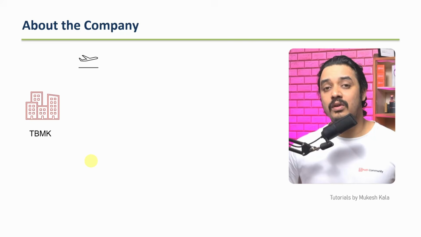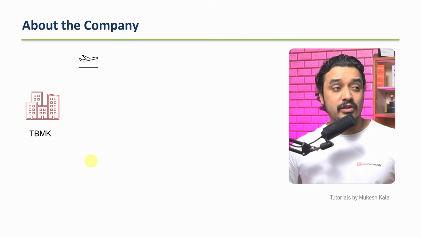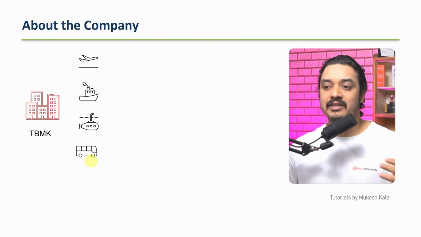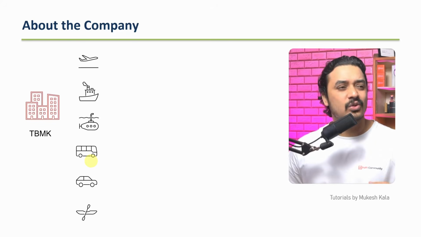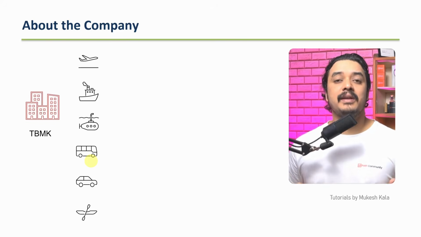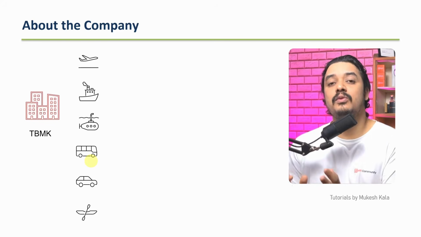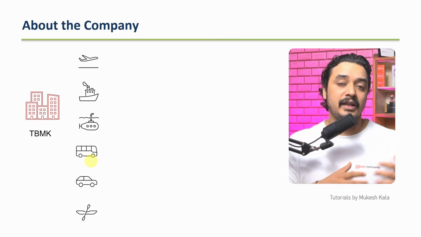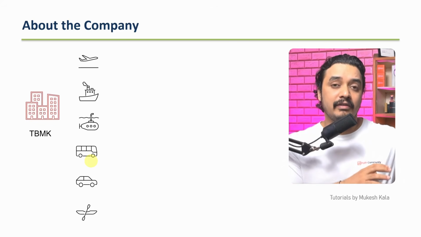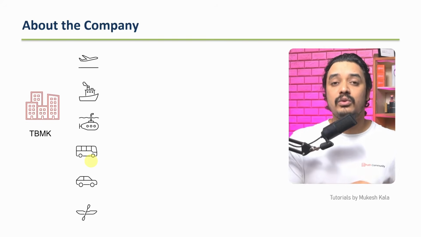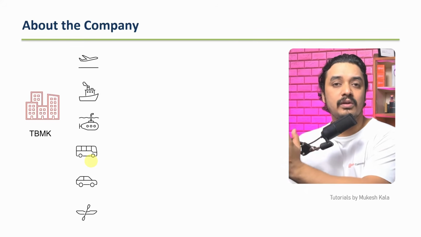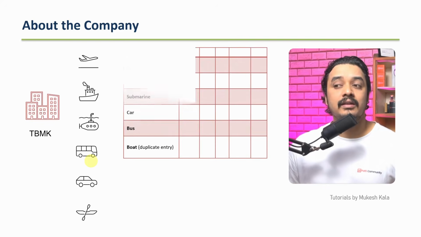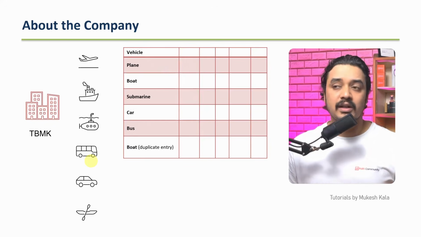Now I have a business operating in airlines, ships, submarines, buses, cars, hoverboards, and boats. So basically TBMK is a transportation-related company. Whenever I set up a company, in the back end there would be a developer, and I would need to store all of this information in a table, because I need a database. And this is how the database would look.